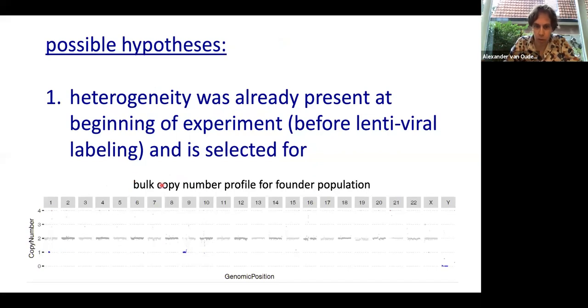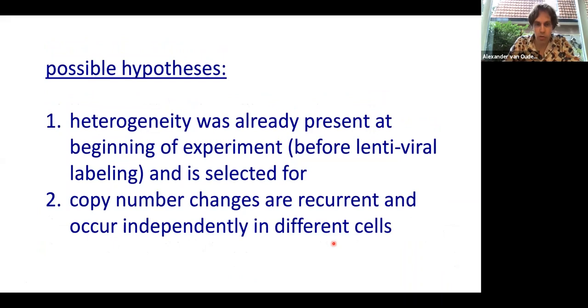If you look at the bulk copy number profile of the founder population, however, it looks pretty diploid. There are a few little glitches here and there with a loss of a little piece of chromosome 1 and 9, but most of the chromosomes are at a copy number of 2. So we can't rule it out to be 100% sure, but it's unlikely that there were a lot of cells already there that lost chromosome 18. So that's possible, but we can't rule it out. The more interesting hypothesis is that the copy number changes are recurring during the evolution experiment.